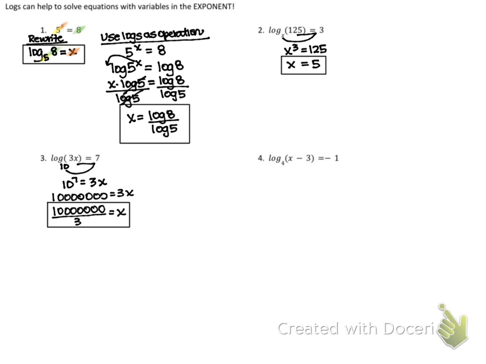Okay, the last one on this page. Let's rewrite this. We've got to get the x out of the inside of the logarithm. So this is going to be 4 to the negative 1 is equal to x minus 3. Don't leave it as 4 to the negative 1. That's 1/4. Remember, negative exponents tell you to basically change location in a fraction.